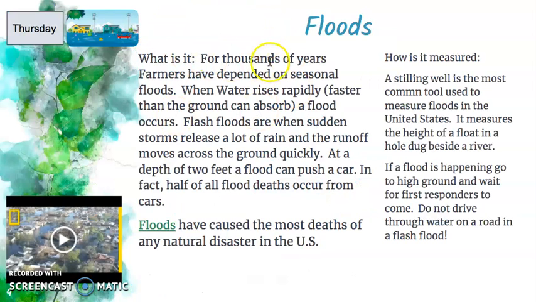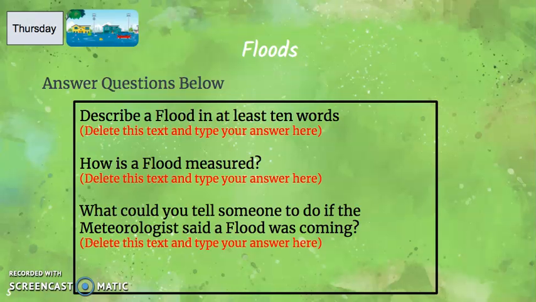Okay, floods. What is it? For thousands of years, farmers have depended on seasonal floods. When water rises rapidly, faster than the ground can absorb, a flood occurs. Flash floods are when a sudden storm... Okay, let's just answer the questions. Answer questions below. Describe a flood in at least 10 words.